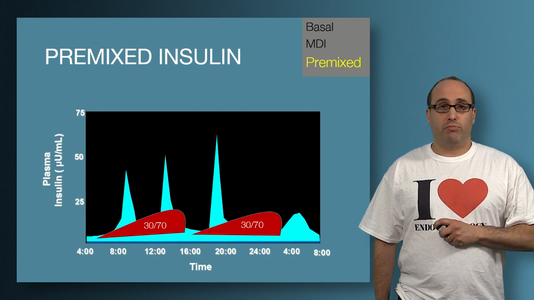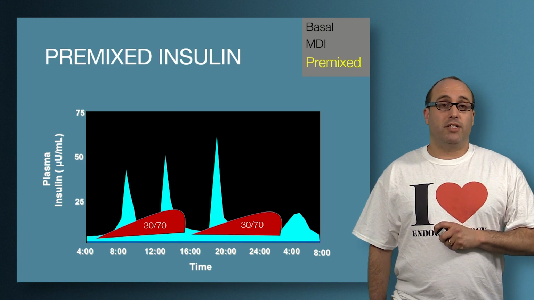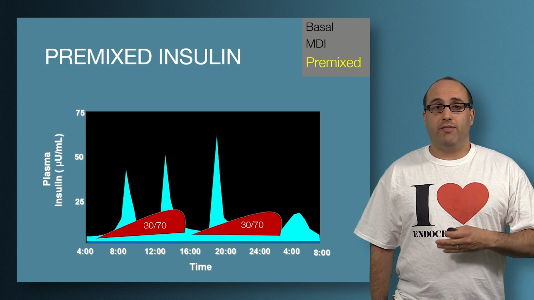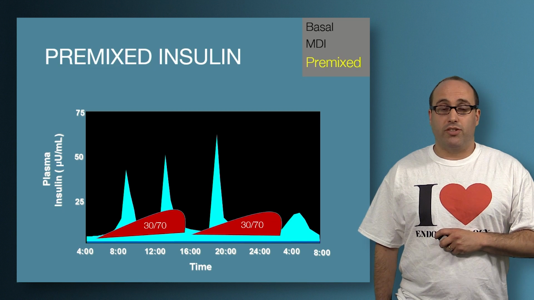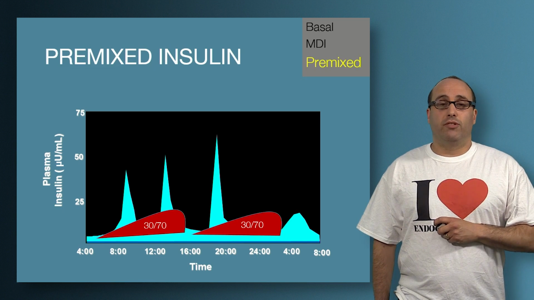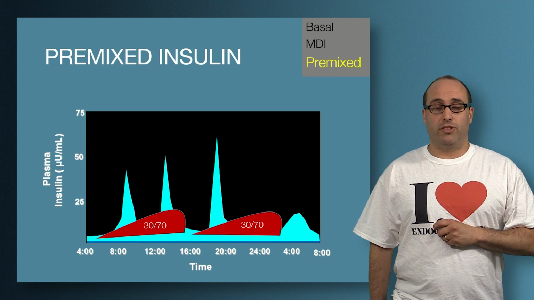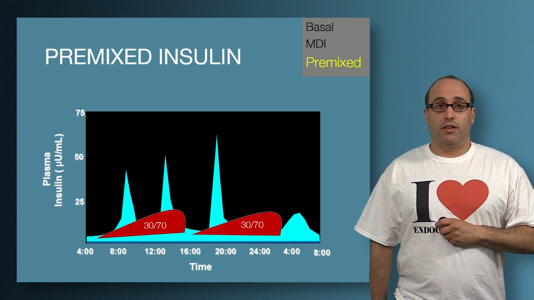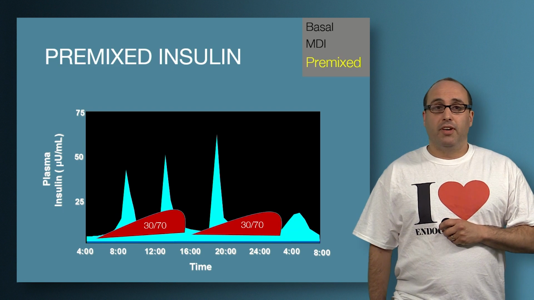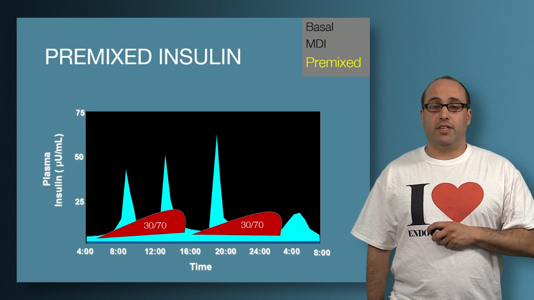The benefit of using premixed insulin is that it only needs to be injected twice a day. So many of our patients who don't want to take more injections yet can't achieve good blood sugar control with a single basal insulin administration may like a premixed insulin regimen. Premixed insulins are given before breakfast and before dinner.